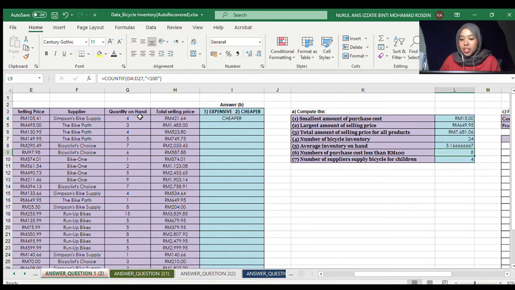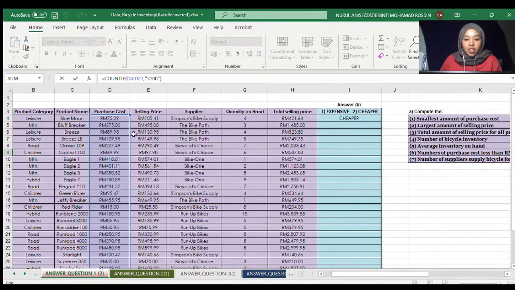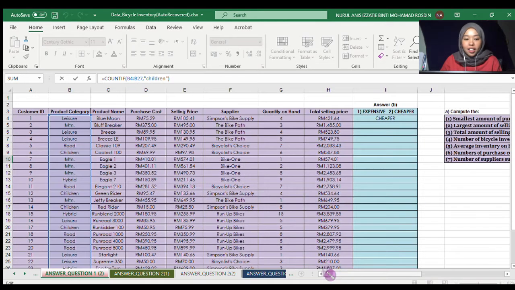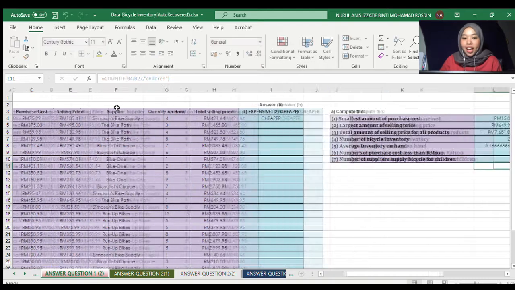For the next one is numbers of purchase cost less than 100. I'm using the equal to count if and drag this purchase cost range table, comma, quotation mark, less than 100, quotation mark, and close the bracket and enter. The last one is number of suppliers supply bicycle for children. I'm using equal to count if and drag this product category range table, comma, and quotation mark, children, quotation mark, close the bracket and enter.